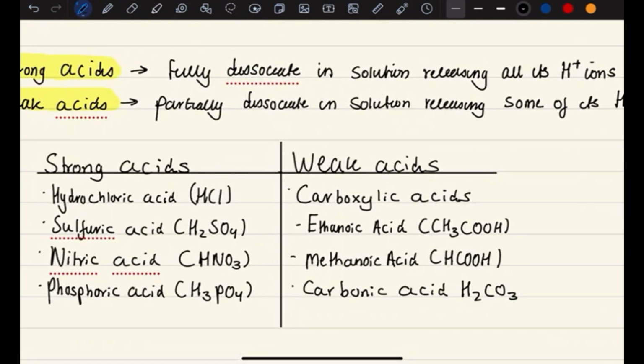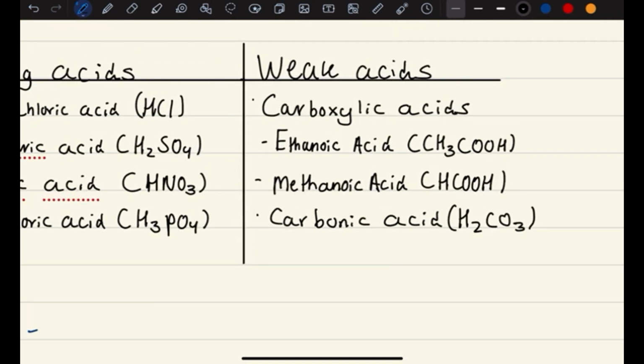Cool. This table would be useful in terms of knowing strong acids and weak acids. So strong acids, you should know these: hydrochloric, sulfuric, nitric, phosphoric acid, yeah? Whilst your weak acids are going to be your carboxylic acids. We'll talk more about them when we get to topic 4. But another one that I think is good to mention is carbonic acid, which is H2CO3. I forgot to put that in brackets, but that is fine.